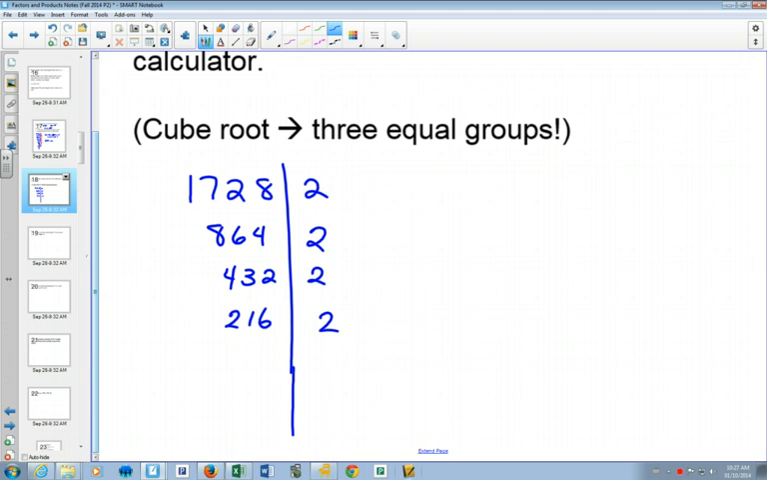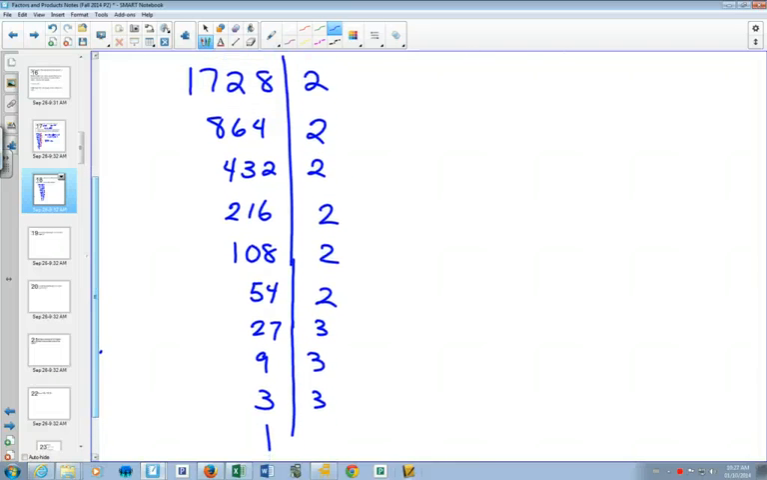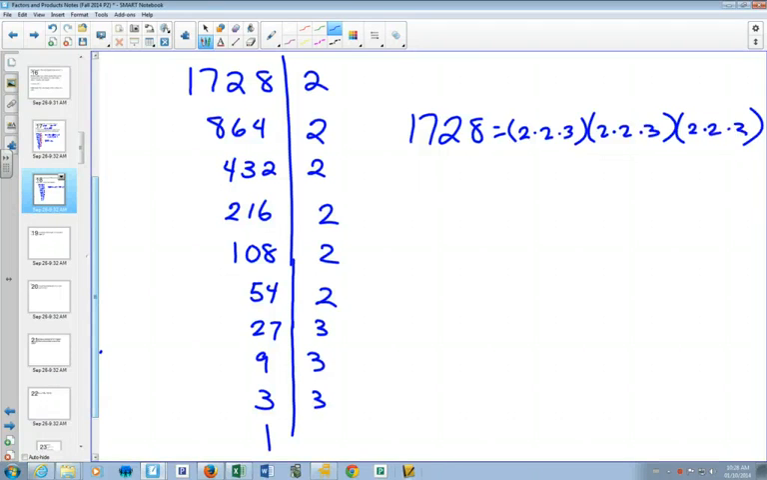So now that I can divide by 2 again, which gives me 108, divide by 2 again, 54, divide by 2 again, 27. Divide by 3, 9, divide by 3, 3, divide by 3, 1. So 1728 equals 3 equal groups if we want to find a cube root. There's 6 2's, so there would be 2 2's in each group. There's 3 3's, so there'll be 1 3 in each group. And we have 2 times 2 times 3, which is 12, so it's 12 times 12 times 12.